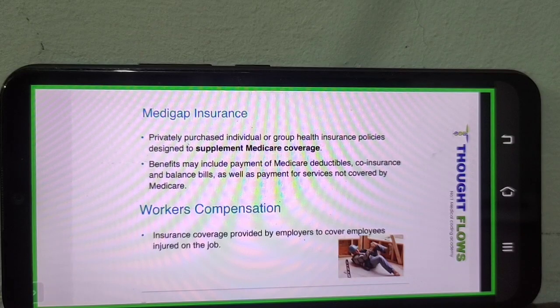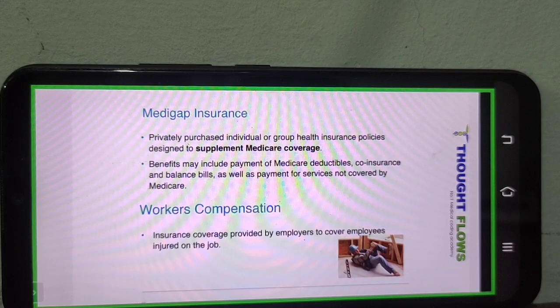In that case, if a patient has another policy from a private insurance company, the private insurance company will pay the remaining 1 lakh. That fills the gap. That is called Medigap.